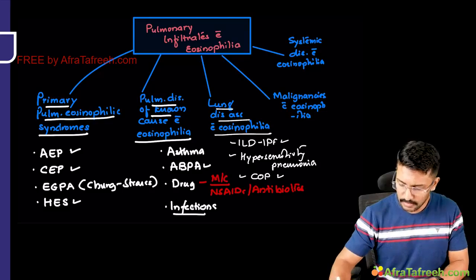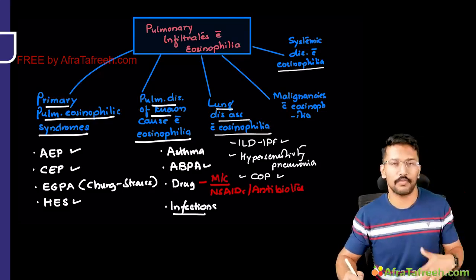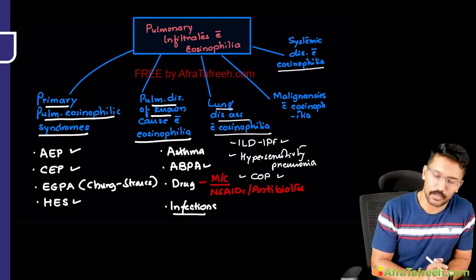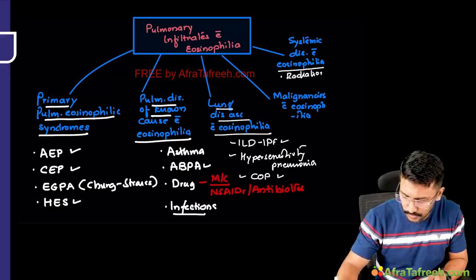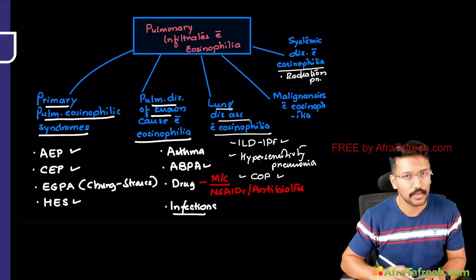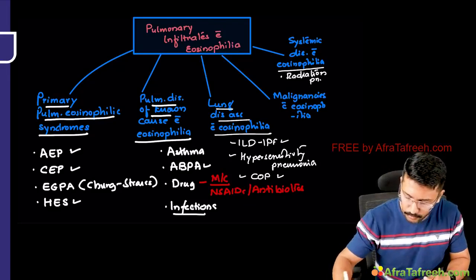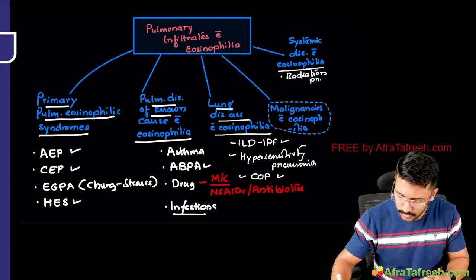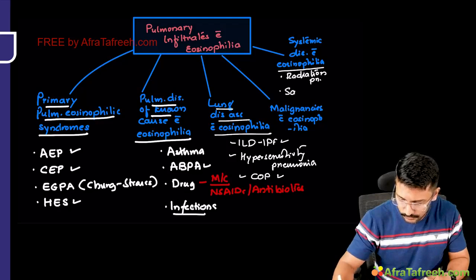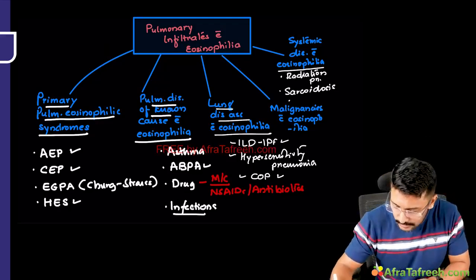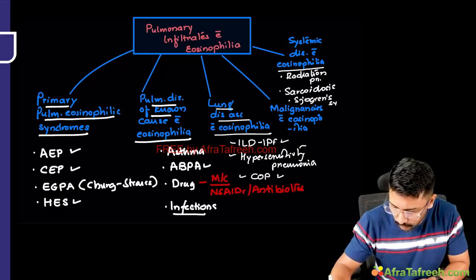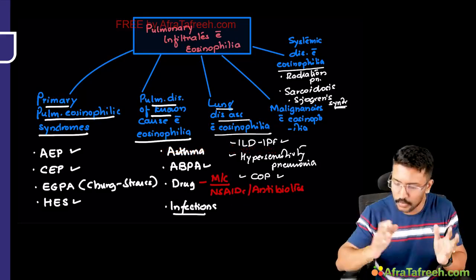Then we have systemic diseases where lungs are involved in the form of infiltrates and eosinophilia occurs, right? Examples we can quote are radiation pneumonitis. Okay, so after the exposure to radiation, you might develop pneumonitis. That's one example I can quote. The other example I can quote is sarcoidosis. In sarcoidosis, you have bilateral lung infiltrates and then you also have lung eosinophilia. Okay, then a third condition we can think of is Sjogren's syndrome. So in Sjogren's also sometimes there can be lung involvement, and when there is lung involvement, you might have eosinophilia.